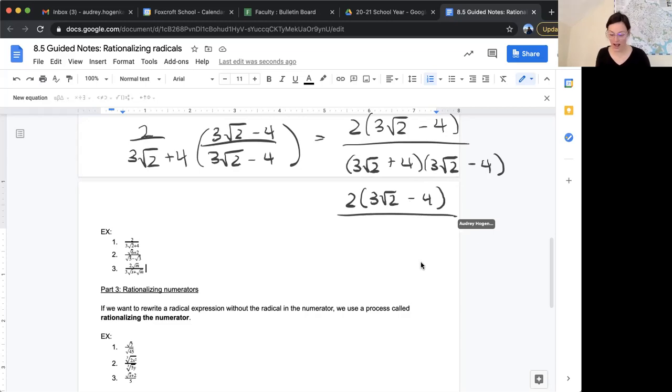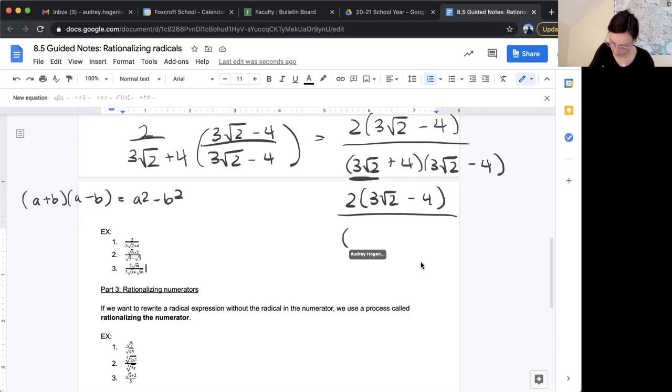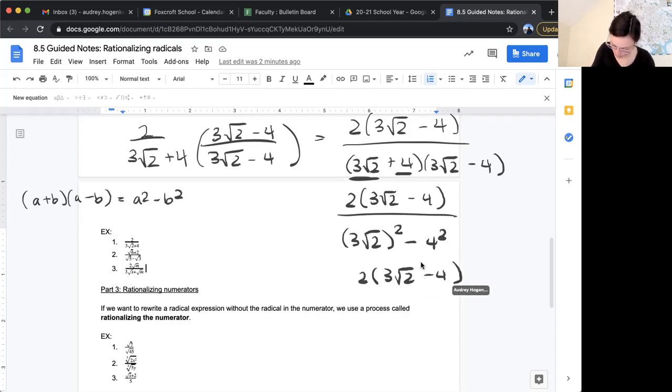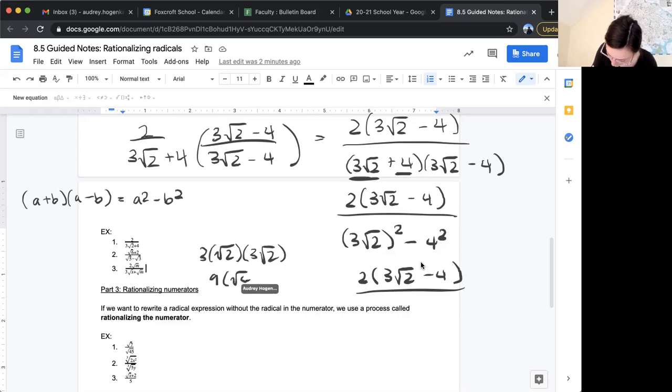And in my denominator, I'm going to use that property of a plus b times a minus b equals a squared minus b squared. In this case, my a is 3 square root of 2. So I'm going to have 3 square root of 2 squared minus my b is 4. So minus 4 squared. So then in my numerator, I'm going to have 2 times 3 square root of 2 minus 4, still haven't simplified that. And then 3 square root of 2 times 3 square root of 2 is going to give me 9 square root of 4, which is equal to 9 times 2, which is equal to 18. So 18 minus 4 squared is 16.